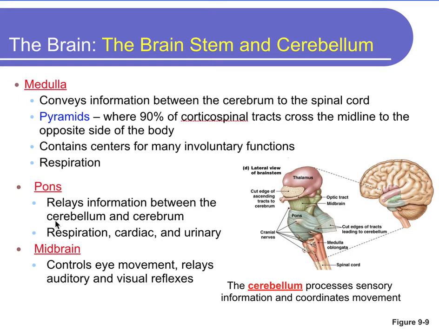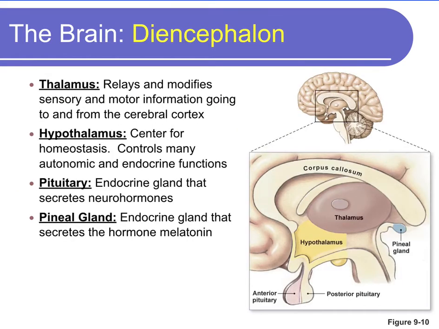The pons relays information between the cerebellum and the cerebrum, and things like respiration, cardiac function, and urinary function are involved here. And then the midbrain controls eye movement and relays auditory and visual reflexes. And then really quickly, the cerebellum, which is way back here, processes sensory information and also helps with balance and coordination.